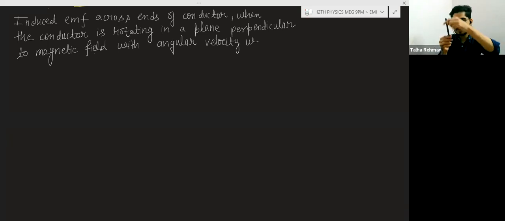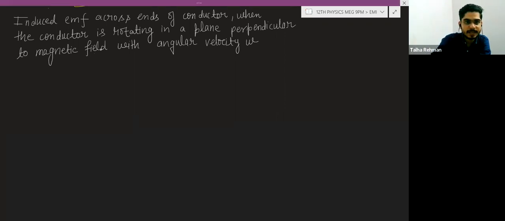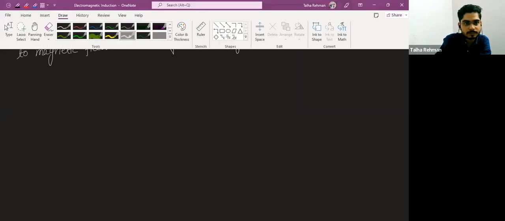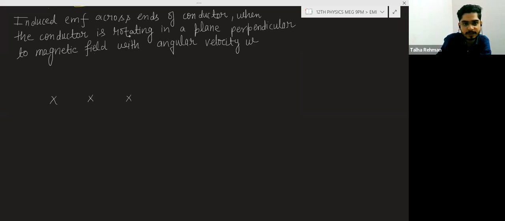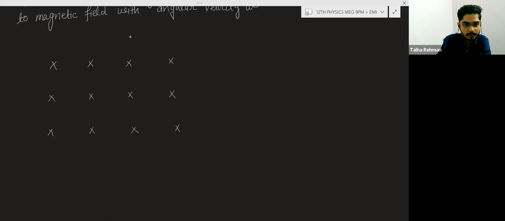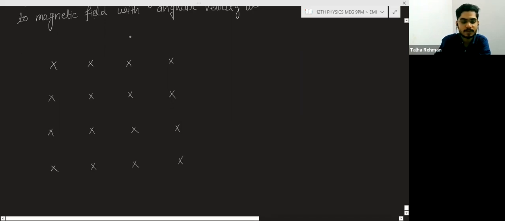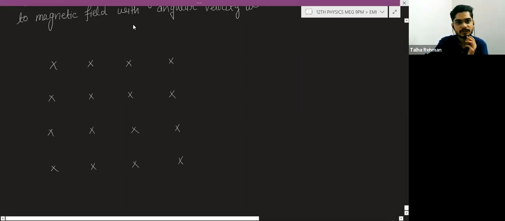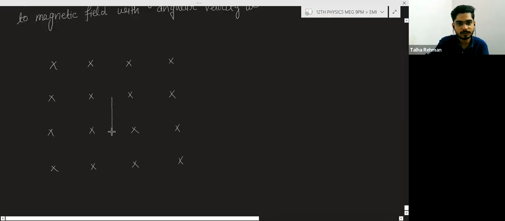So you have a conductor. Suppose this is the conductor, and it is rotating like this in a magnetic field, and the plane of the conductor is perpendicular to the magnetic field. I am taking the cross magnetic field, meaning the inward magnetic field. The magnetic field is inward, and the conductor is rotating in a circle like this.